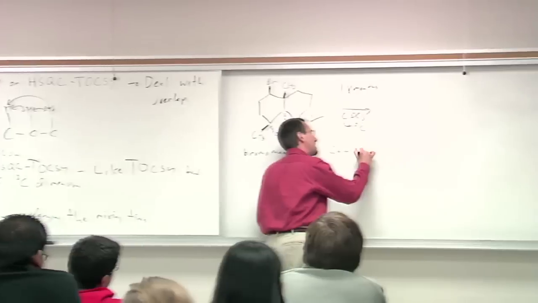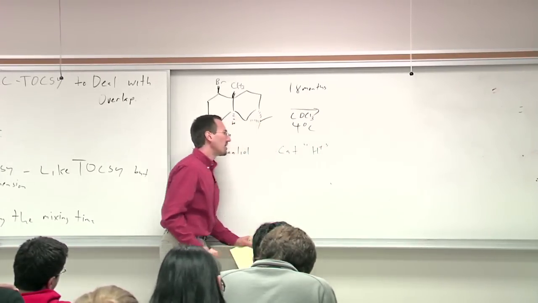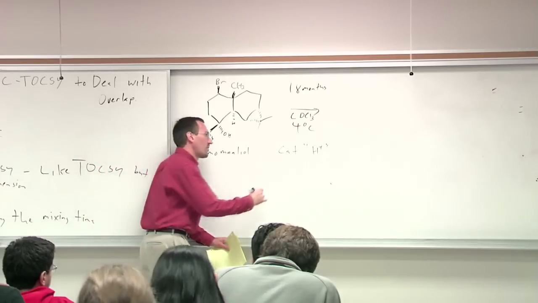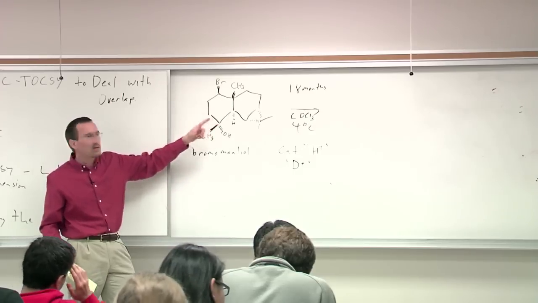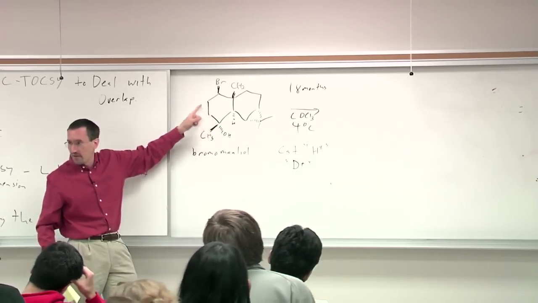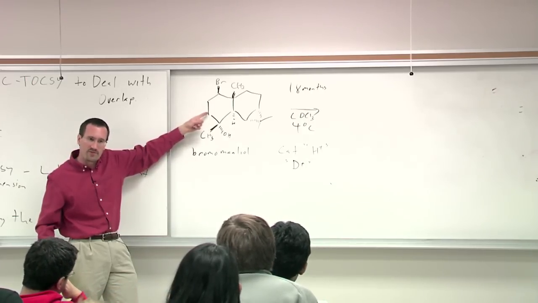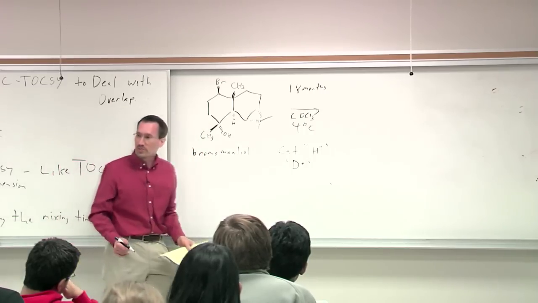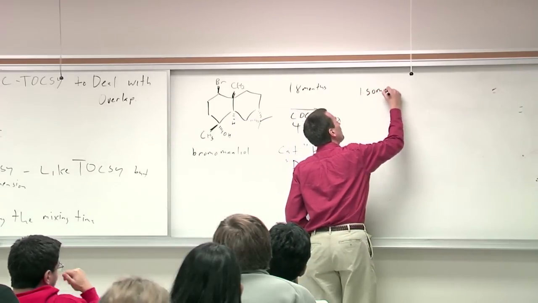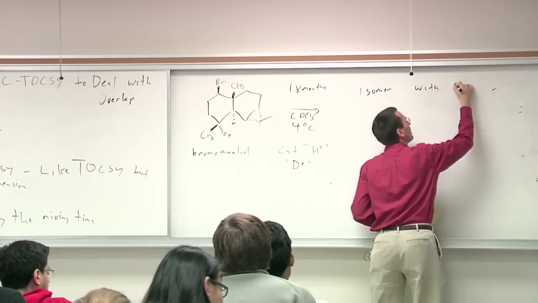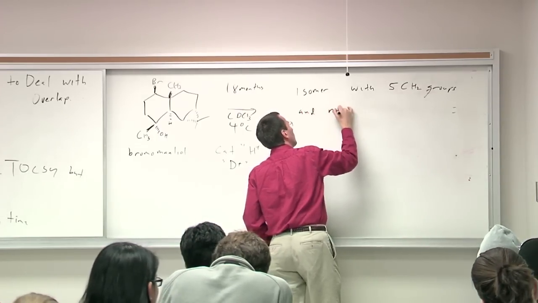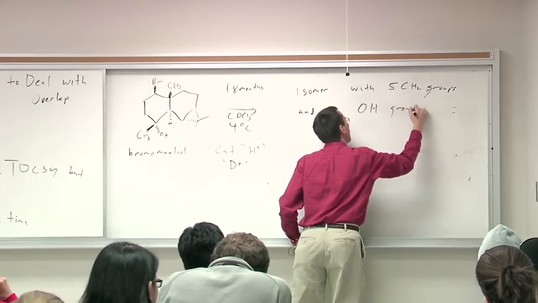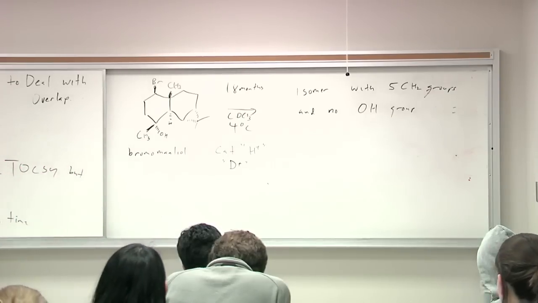So I'll put in parentheses catalytic H plus, and I'll put the H plus in quotes because of course in chloroform when you photooxidize it, it's D plus. But you're not getting deuterium in your molecule because it's a catalytic amount. So basically, we're getting some reaction in the style of the Chem 203 class, like you've learned in Professor Van Vranken's class, that has made this molecule do something. And what it's formed is an isomer with five CH2 groups. And no alcohol. And so the puzzle that we have is to figure out what's happening to our bromomaleol.